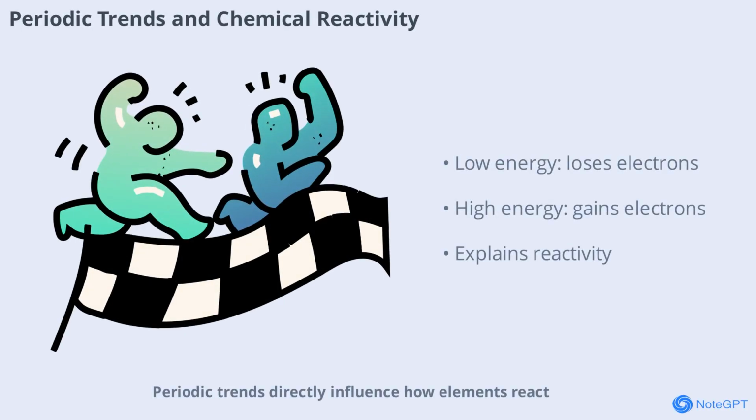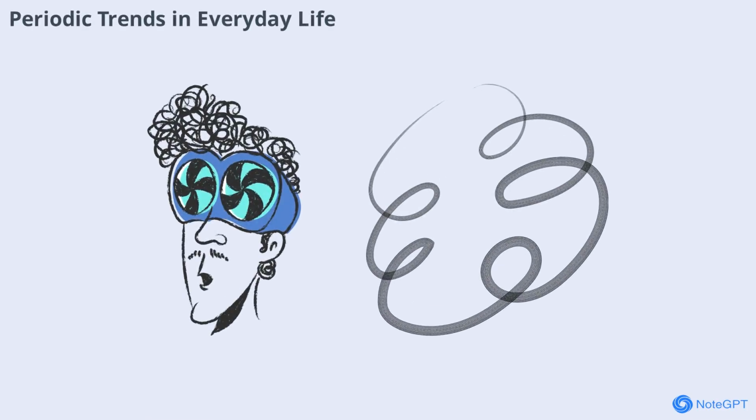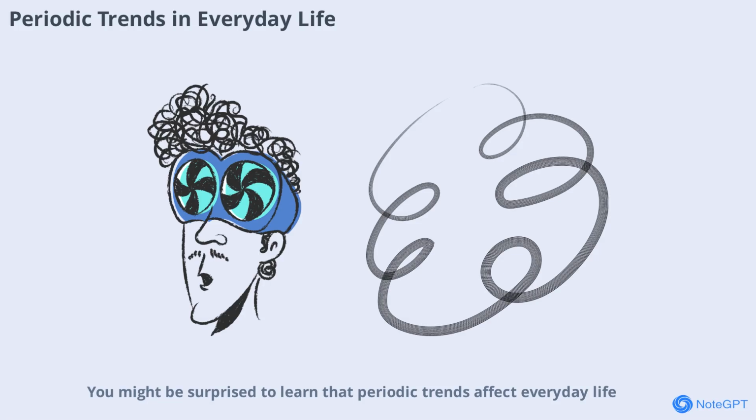Periodic trends directly influence how elements react. Elements with low ionization energies tend to lose electrons and form positive ions, while those with high ionization energies tend to gain electrons. This explains why sodium reacts explosively with water while chlorine forms salts by gaining electrons. You might be surprised to learn that periodic trends affect everyday life.